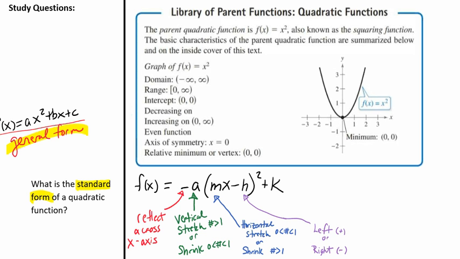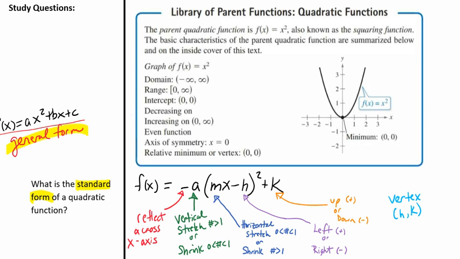The h tells us if we're going to go left or right. If we see a plus sign, we're going to go to the left, and if we see a minus sign, we're going to go to the right. And the k tells us if we're moving up or down: up if we see a plus sign, and down if we see a minus sign. And then our vertex, which is a big deal with quadratic functions because it's our maximum or our minimum, is the point h comma k.